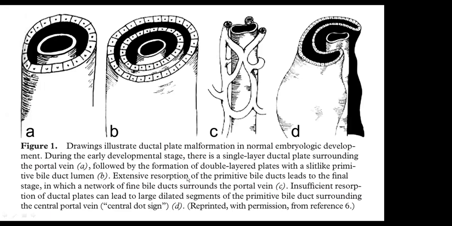And there will be extensive resorption of these primitive bile ducts to the final stage, in which a network of fine bile ducts surrounds the portal vein, as seen in C. Okay, any insufficient resorption of these bile ducts or the ductal plate leads to a large dilated segment of the primitive bile duct surrounding the central portal vein, as seen in this image in figure D. We see there is incomplete resorption of the ductal plate, which is the central dot sign seen by imaging.